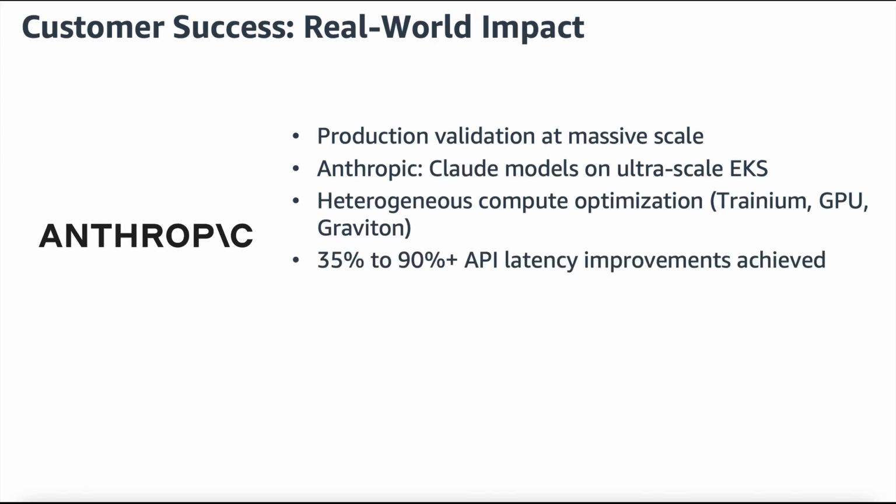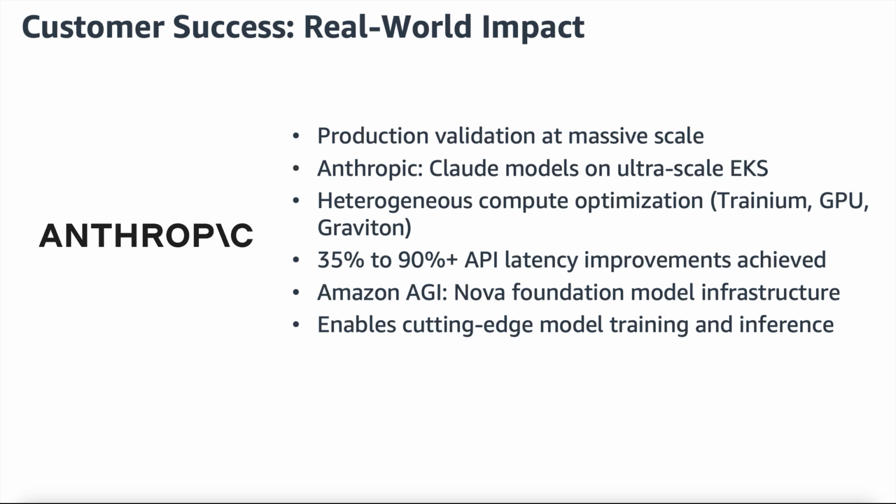The performance improvements are quantifiable and significant. Anthropic has achieved API latency improvements ranging from 35% to consistently above 90%, enabling faster iteration on model development and more efficient user serving.